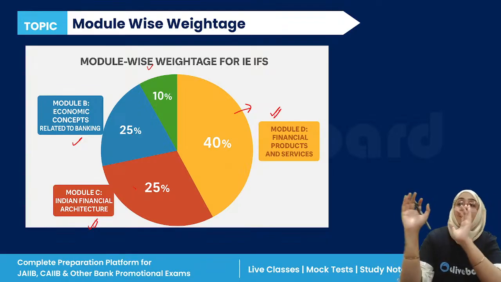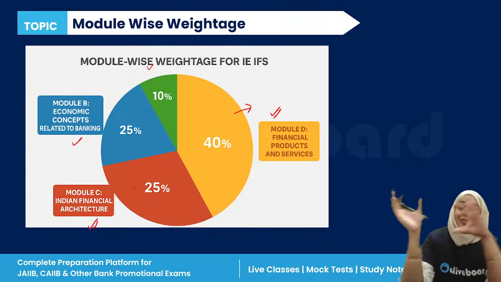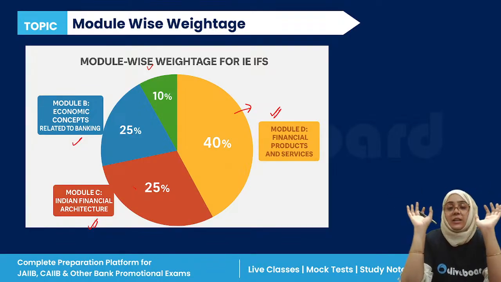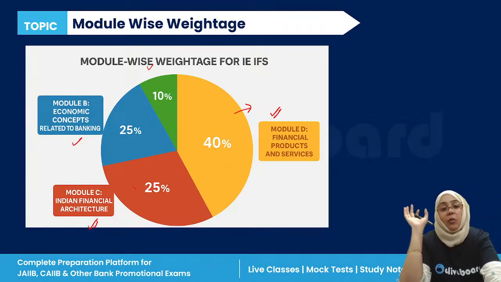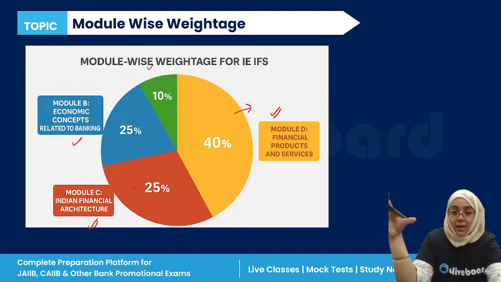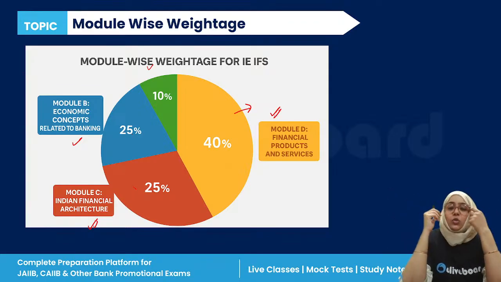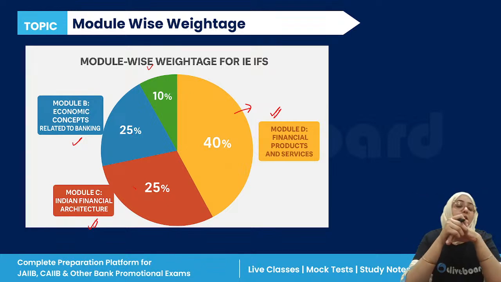Okay, so I am saying that D is the most important module. The rest of the modules are of equal weightage in the IEIFS, right? So this is the basic thing which I want to tell you all. Now I just want to explain a very simple topic in today's class.